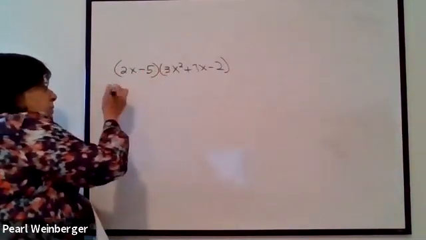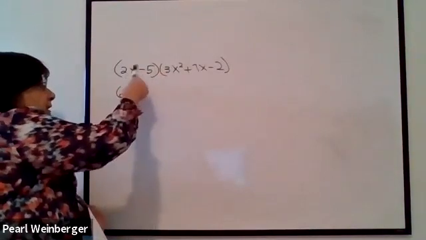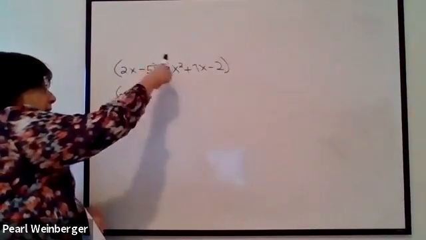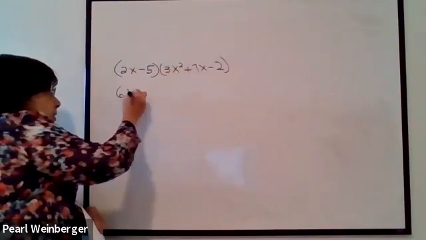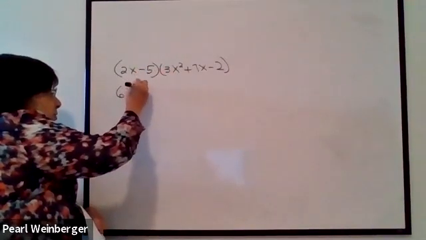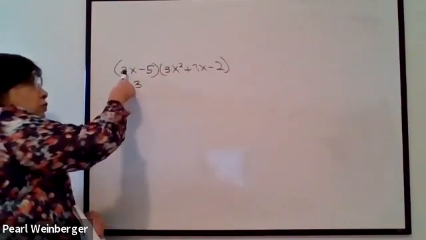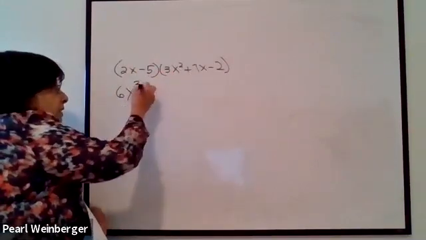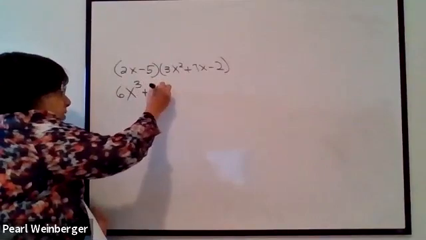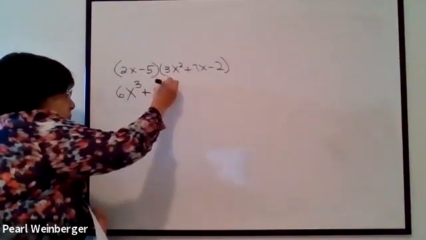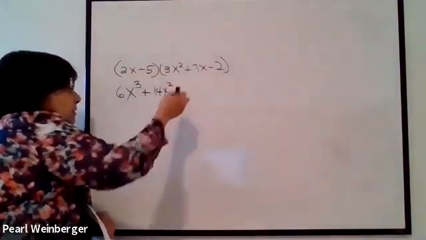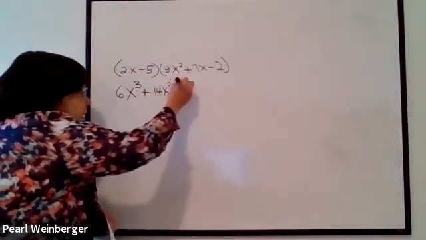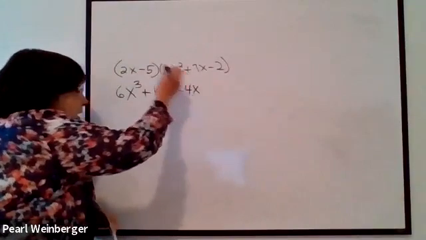So 2 times 3 will give me 6. X times x squared. Remember, we're adding exponents, and this is an exponent of 1. 1 and 2 is 3. So this is 6x to the third. Then I take the 2x and multiply by the 7x, which gives me 14x squared. Then I take the 2x and multiply by the -2, which gives me -4x.